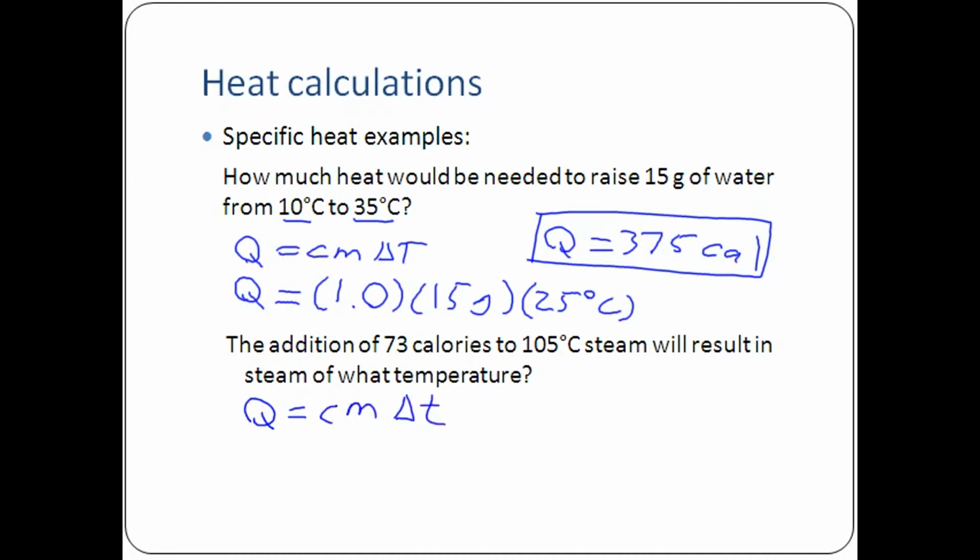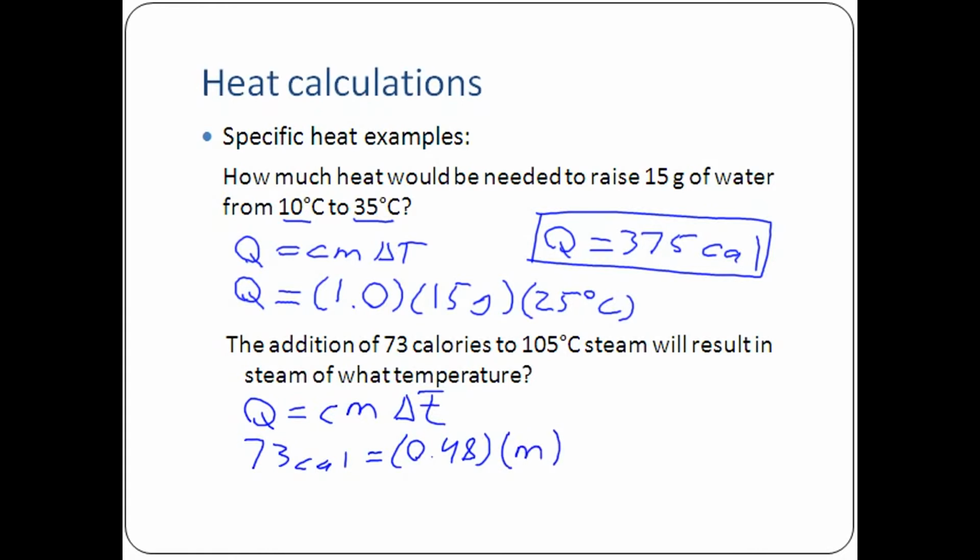From that, we can say, okay, do we know Q? Do we know the heat we had? Yes, we do. It's 73 calories. So 73 is equal to C. Now, what is C for steam? We look back to our specific heat of steam, and we see that the specific heat of steam is 0.48, then times the mass. Do we know the mass of this? Well, we don't. Since we don't know the mass, we'll have to leave this as M, as a mass right here.